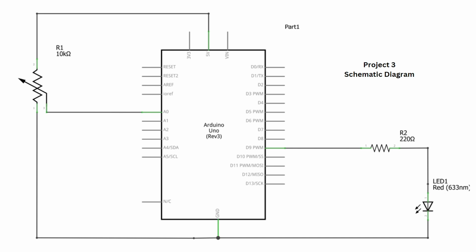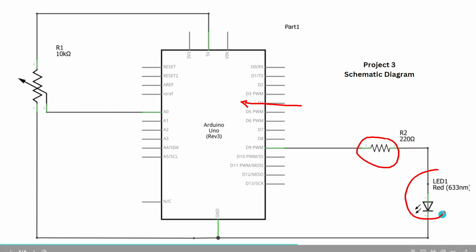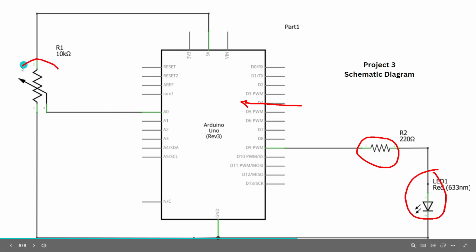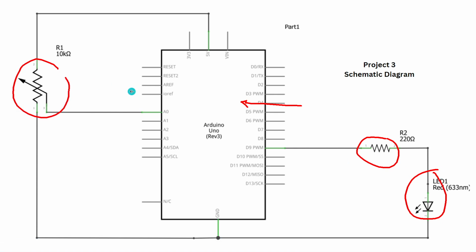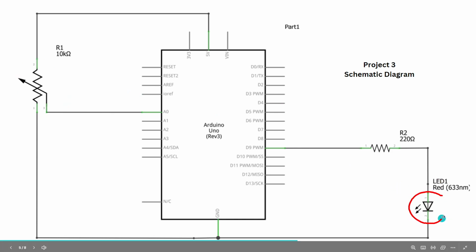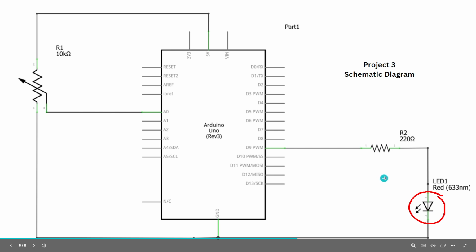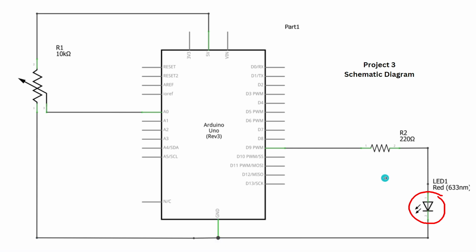So this is the schematic diagram for our project. Right here, we have 3 components or 4: the Arduino Uno R3, the resistor, the LED, and of course our new potentiometer. In this diagram, we're going to do a simple circuit that will adjust the light or brightness of the LED. And we are able to achieve that by using a potentiometer.